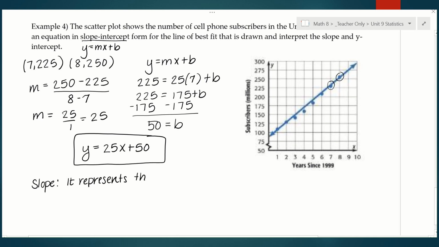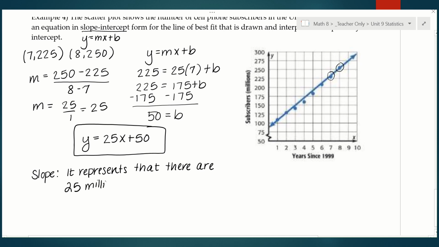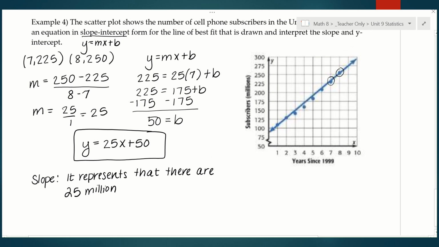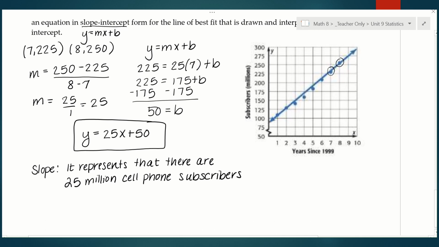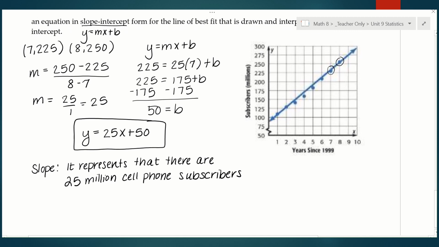it represents, and let's use the number, it represents that there are 25, because that was our slope, 25 million, because it's in millions, cell phone subscribers that sign up per year. So that's the key, is it's a rate. It's how many cell phone subscribers per year.